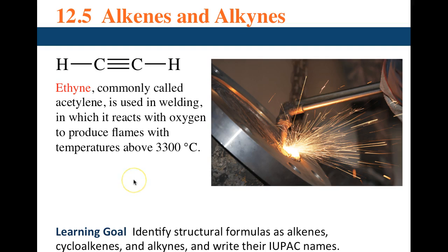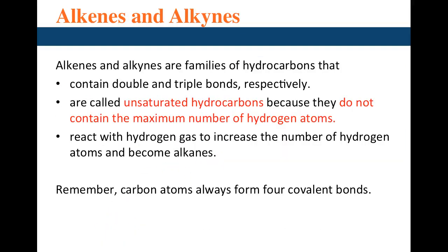Right. This topic 12.5 deals with what I mentioned as alkenes and alkynes, the double bonded and the triple bonded hydrocarbons. They're referred to as unsaturated hydrocarbons because of the fact that they have double or triple bonds, all right? So here you see ethyne, also commonly known as acetylene, and it reacts with oxygen and produces a big flame that can be used in welding, etc. Okay.